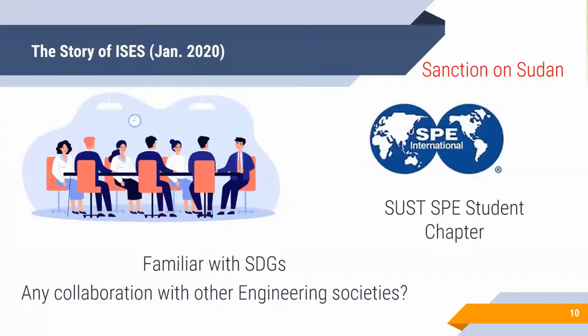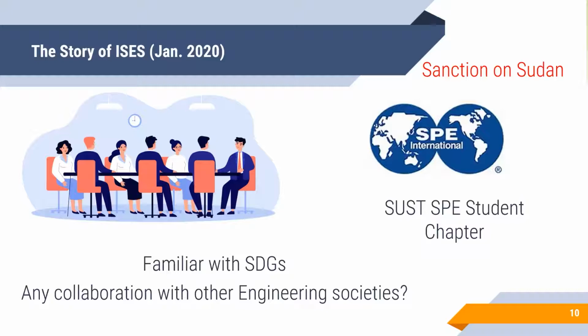The study of this integration of engineering societies started in January 2020, when I had a meeting with the society we call the Society of Petroleum Engineers. There we have a student chapter of SPE, which is an international and well-known society around the world. I asked them to link their activities with the sustainable development goals.